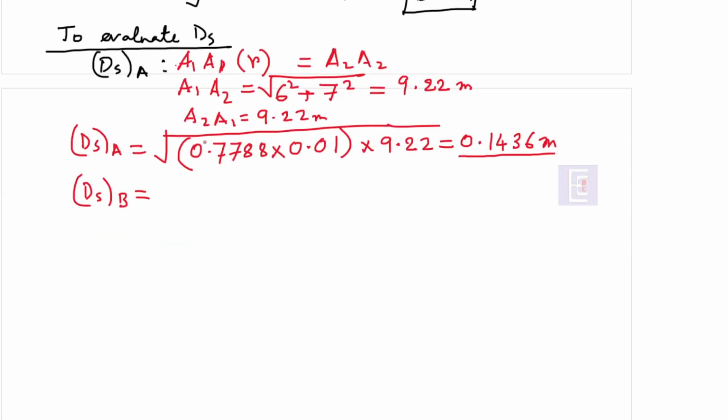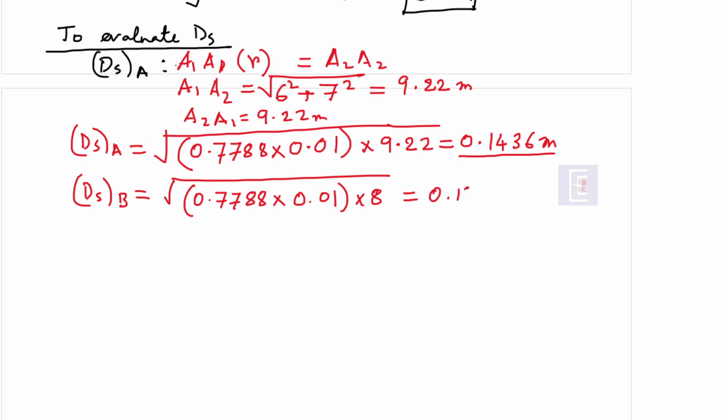So what will DSB be? It will be the square root of 0.7788 into 0.01 into 8, and that comes out to be 0.1246.